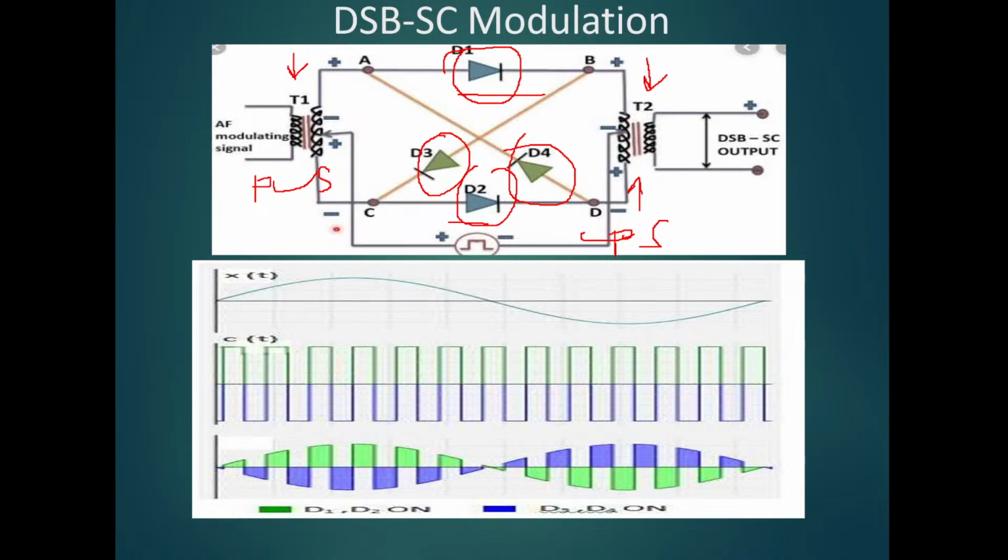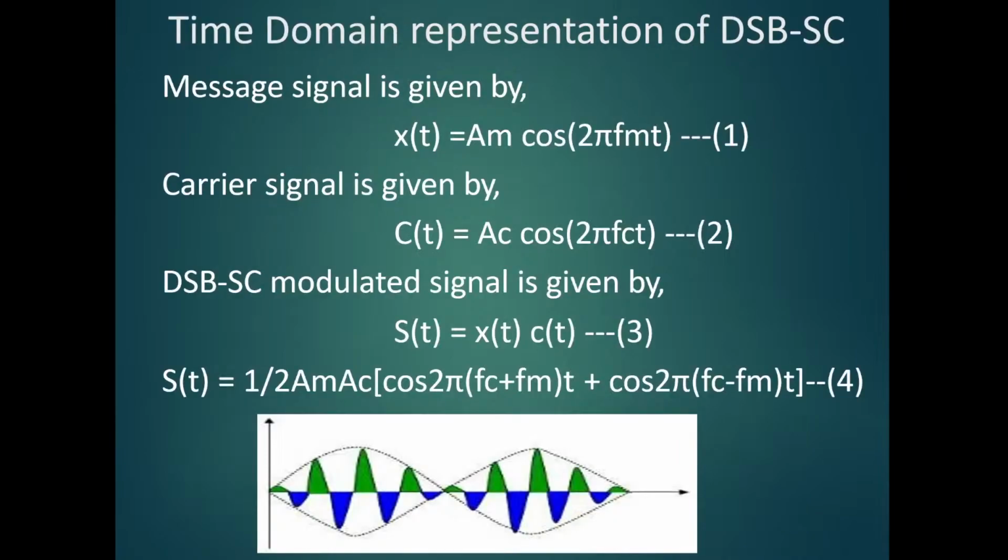So during the positive half of the cycle, D1 and D2 are on, and during that period, D2, D3 and D4 are producing a negative output. Similarly, during the second positive half cycle, D2, D3, D4 are producing positive output, and D1, D2 are producing negative output. So in this manner, using the ring modulator, a double sideband suppressed carrier output has been produced.